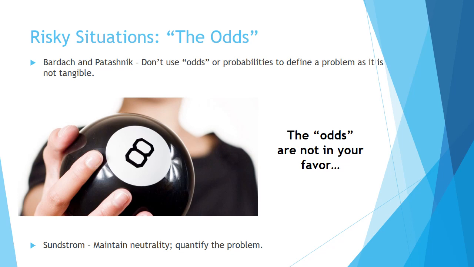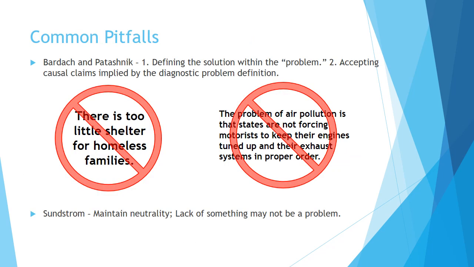Bardach and Patashnik say don't use the odds or any sort of probabilities to define a problem, because it's really not tangible. When you say there's a higher likelihood of something occurring, you can't really quantify that. So Sundstrom mirrors this assessment by saying that you should maintain neutrality and quantify the problem at all times.